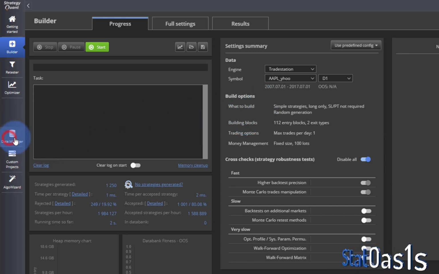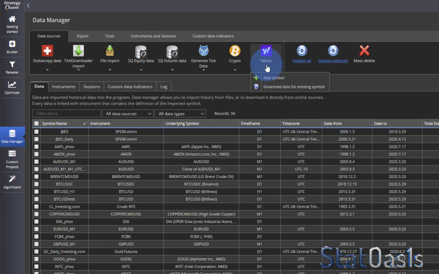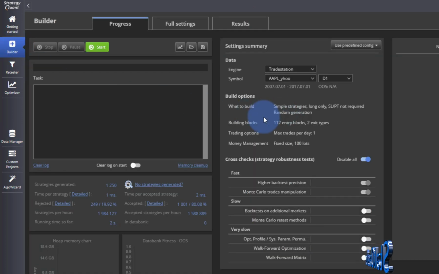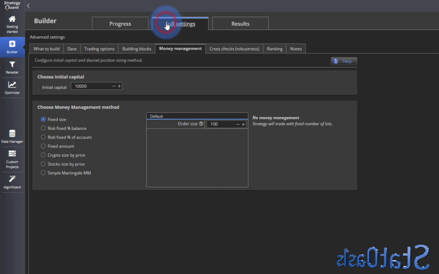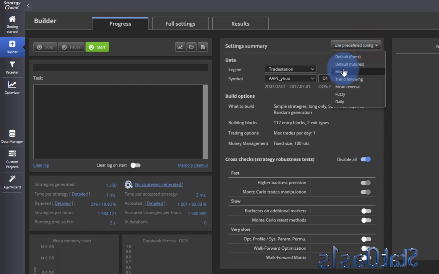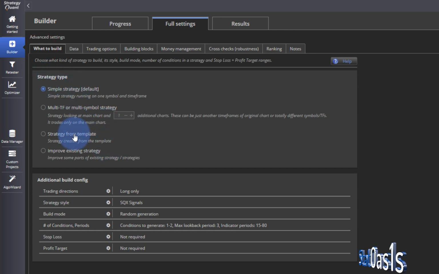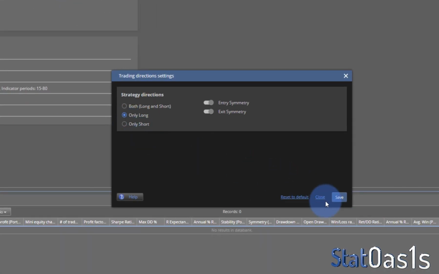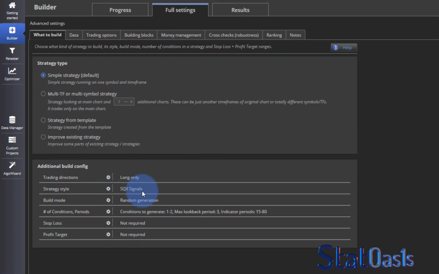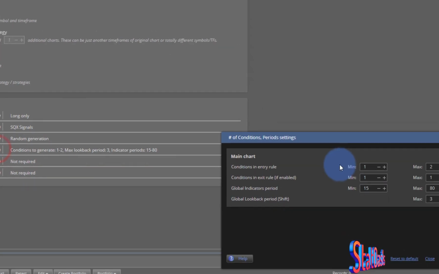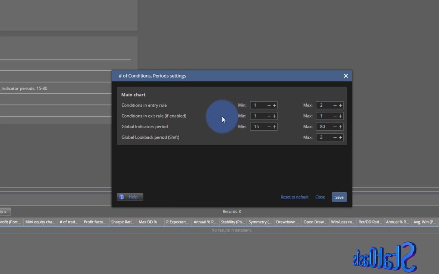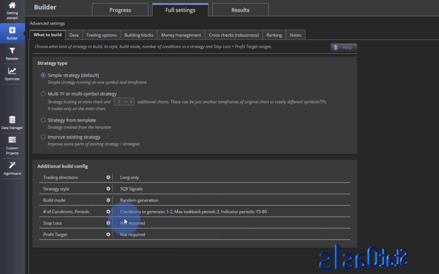And you can easily do this through a data manager. Just go to Yahoo and download Apple Daily or any stock. And then what we're going to build is a market strategy. It's a simple strategy, and I change it to long only to make the code easier. And SQX signal, random generation. The conditions, I change one for the exit, again to control the strategy. And then no stop loss, no profit target required.